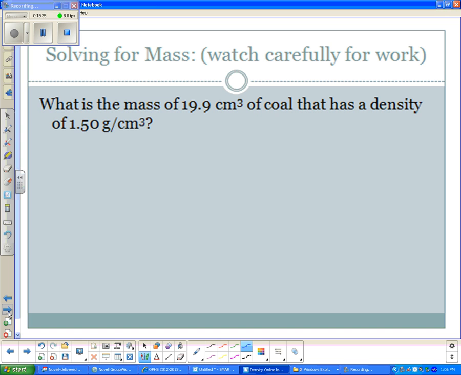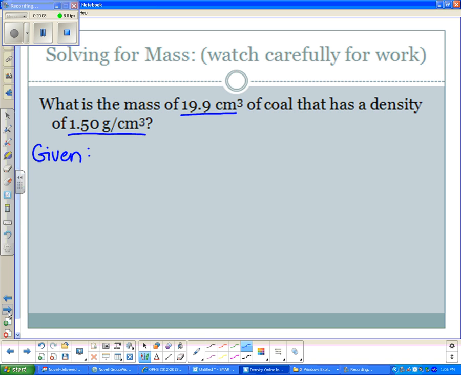This time we're solving for mass, so we're going to use that formula we came up with before. Once again, watch carefully for your work. What is the mass of 19.9 cubic centimeters of coal? Okay, so I've got a number and a unit there that has a density of 1.50 grams per cubic centimeter. Another number and a unit there. Once again, we always start with our given.